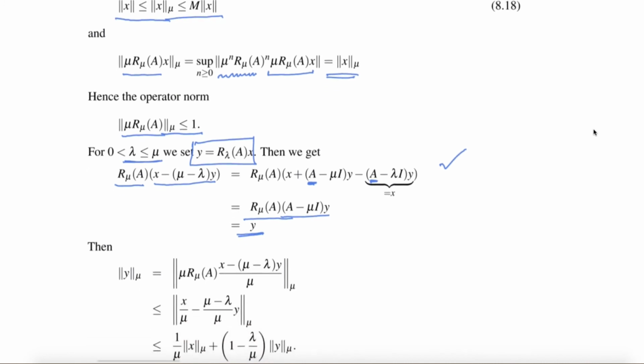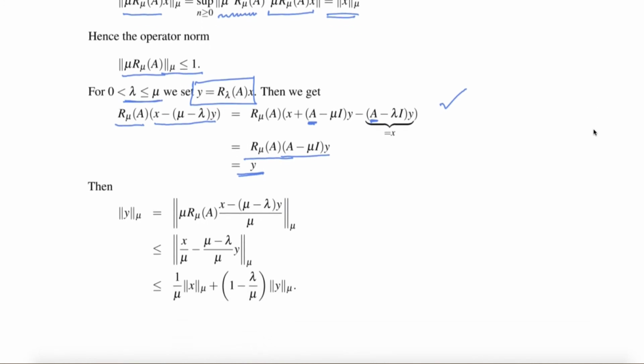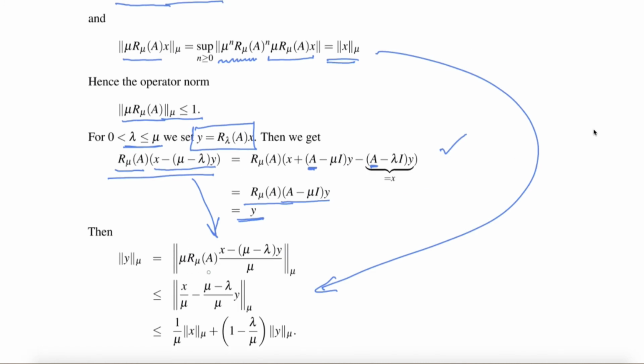So then taking the mu norm of this y will be the same as taking the mu norm of the left-hand side here, and multiplying it by mu and dividing by mu gives this. But then from earlier, from this little thing here, which you can hardly see, I move it down a bit, the mu R_mu A argument can be left out, and we get the same mu norm. So we get x divided by mu minus lambda over mu y.